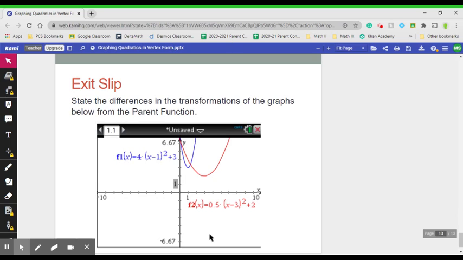And finally, our ending problem, we're going to look for the differences between the transformations of the graphs below when they're both compared to the origin. So our blue graph is 4 times more stretched. All those y values are 4 times higher up. It was moved right 1 and up 3 from the parent function. And then our red graph for function 2 has been dilated by half, so it's half as stretched, or it's kind of half as large of a parabola as the origin or our parent function might be. And then it was moved to the right by 3 spaces and then translated up by 2 spaces.